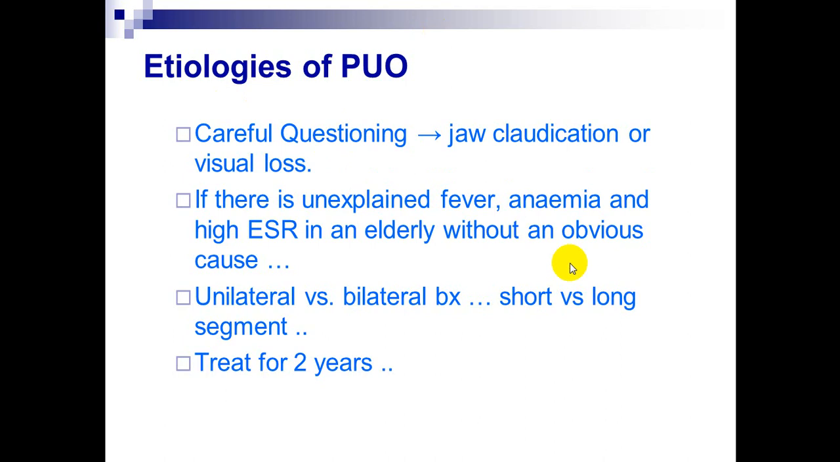Unexplained fever, anemia, high ESR in the elderly without obvious cause, you should exclude malignancy. Unilateral versus bilateral, short versus long segment, and treatment for more than 2 years.